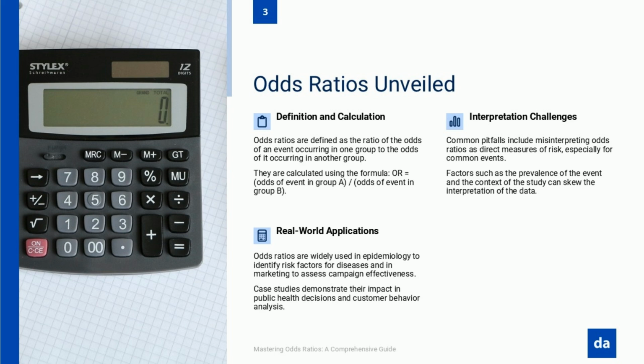In practical applications, odds ratios are often calculated using data from contingency tables. These tables organize observed data into counts of occurrences and non-occurrences for each group, providing a straightforward method for computing odds ratios. This approach is particularly useful when working with categorical data, where events can be classified into distinct groups.